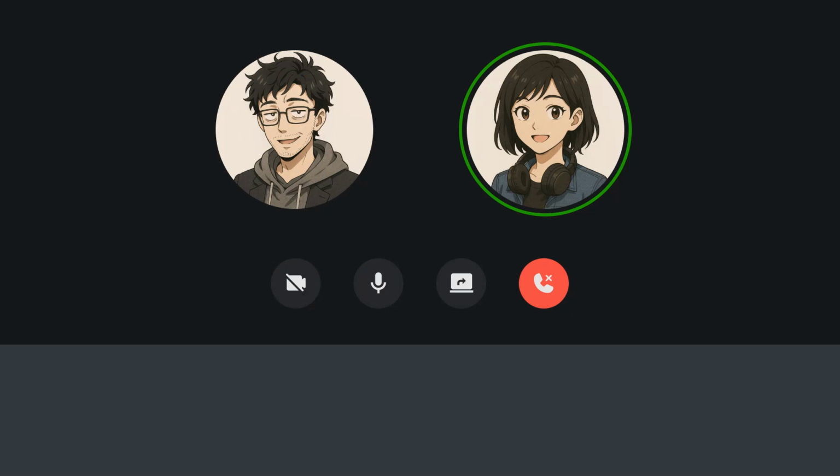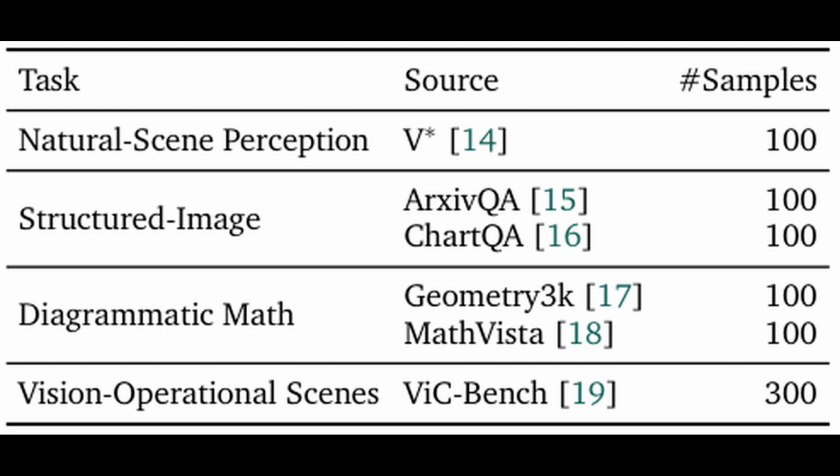And what's remarkable is that they're doing all this with a relatively small amount of training data. The table we saw earlier showed they only used 100 samples each for natural scene perception, structured image tasks, and diagrammatic math problems, and 300 samples for vision, operational scenes. That's a great point. Let's take another look at that table to emphasize just how little data they're working with. Right, just 700 samples total across all these diverse tasks. That's incredibly efficient compared to most deep learning approaches that require massive datasets.